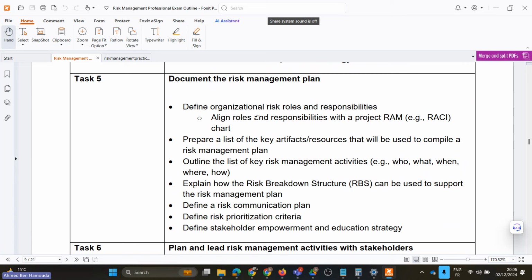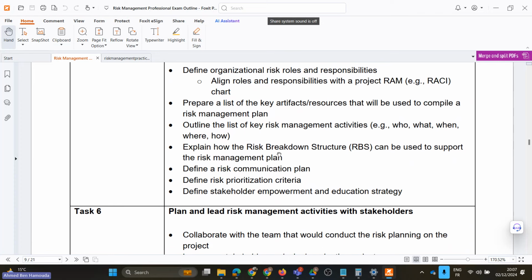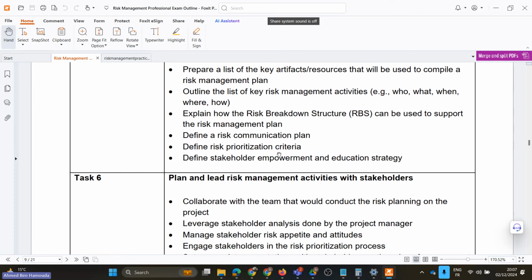Okay. Task 5 in the first domain is about documenting the risk management plan. Of course, here defining the roles and responsibilities, as I have mentioned earlier, is quite important. Usually, this is described in the resource assignment matrix, such as the RASCI matrix, which stands for responsible, accountable, consult with, and to be informed. Okay. I might have a separate video about this one, the same like with the SWOT. Okay. Which other key artifacts or resources should be used in order to compile a risk management plan. We will talk about that actually.